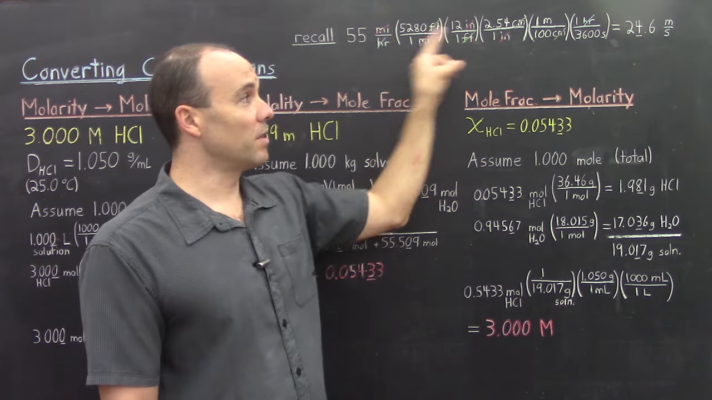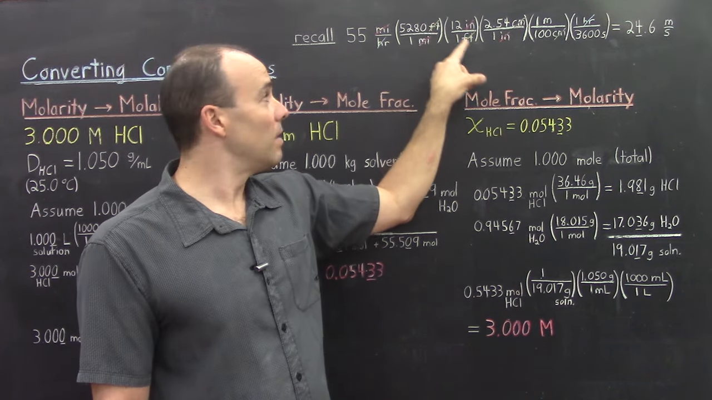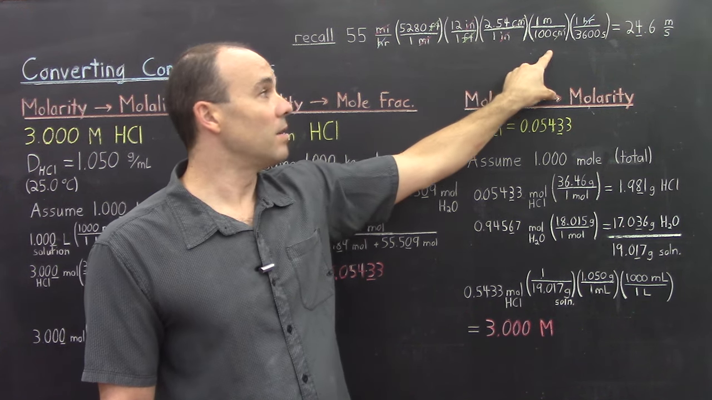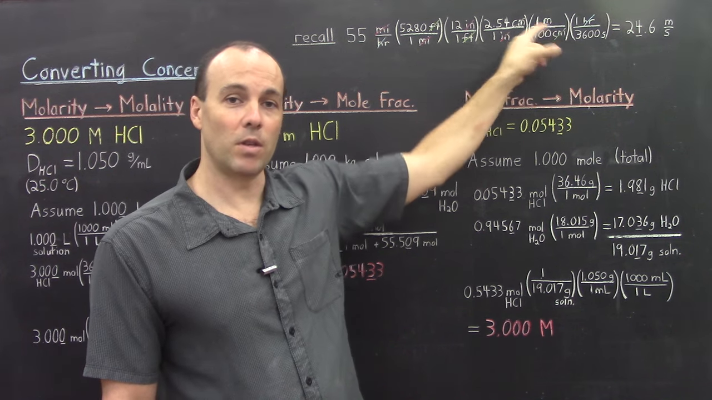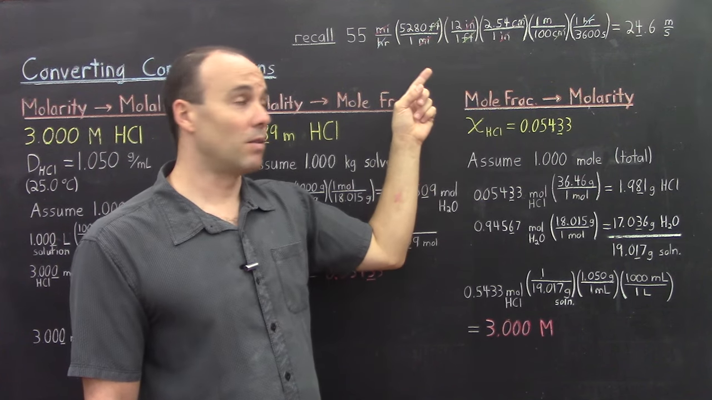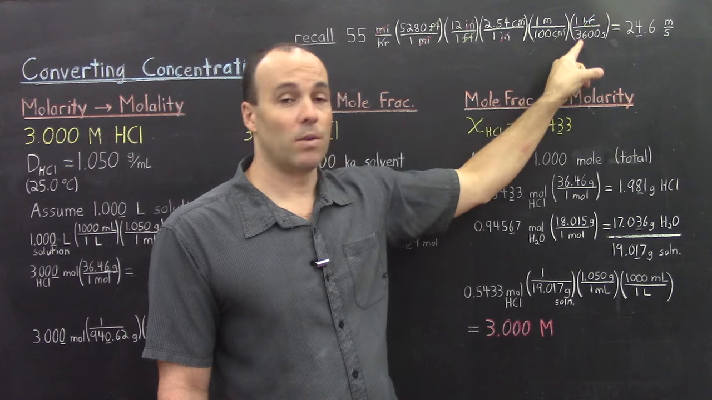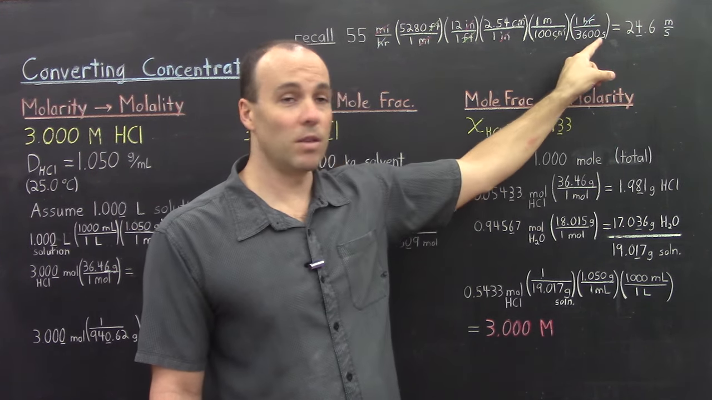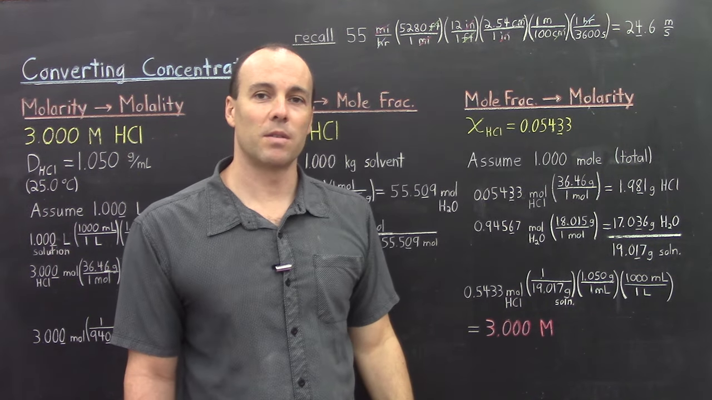To take miles and convert it to meters, we first convert miles to feet, then feet to inches, inches to centimeters, centimeters to meters. So the numerator unit has been adjusted. To go from hours to seconds in the denominator, we throw in the last conversion factor, where 1 hour is 3,600 seconds. And so all of the units have been changed, and we end up with 24.6 meters per second.